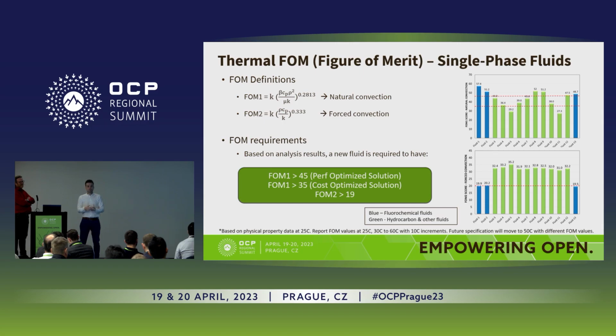In terms of figure of merit 1, natural convection, there are actually two cutoff limits that were defined. One is performance optimized, which is greater than 45. The other is a cost optimized solution, greater than 35.